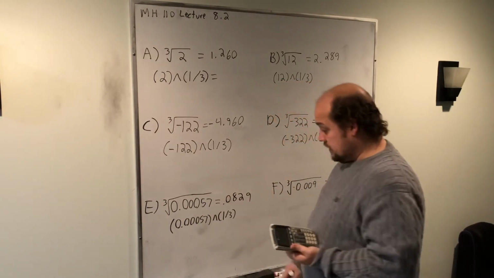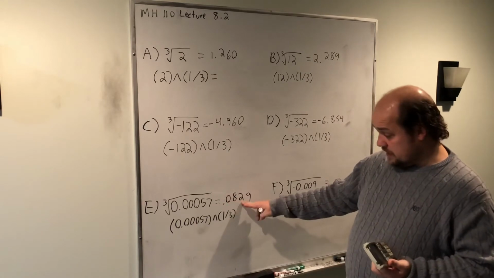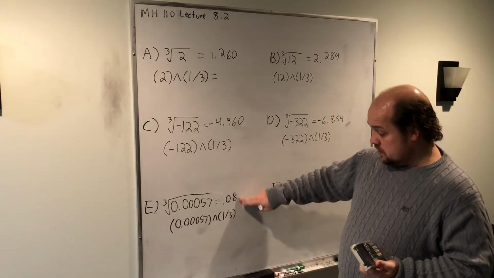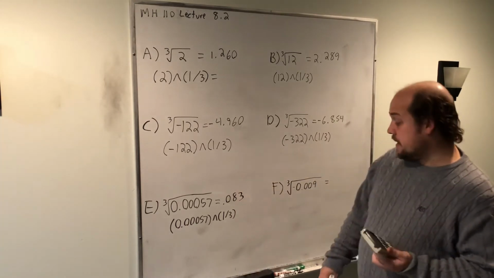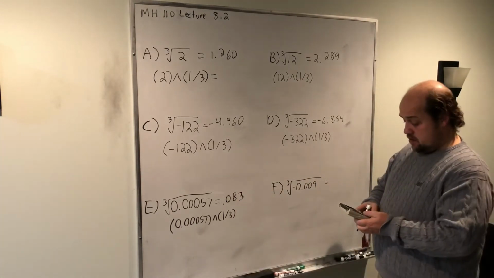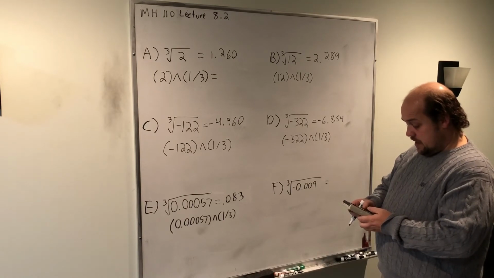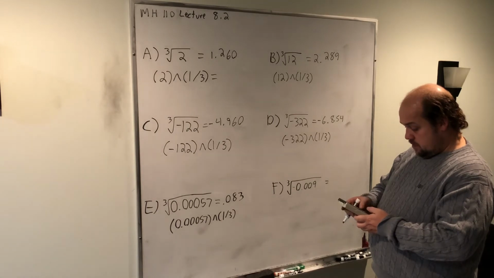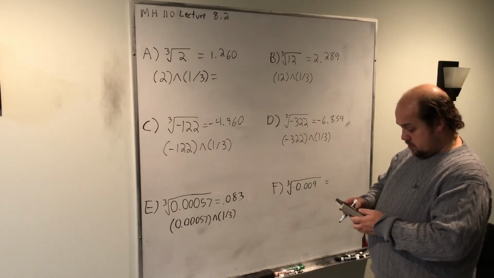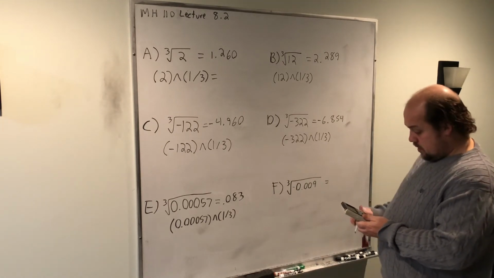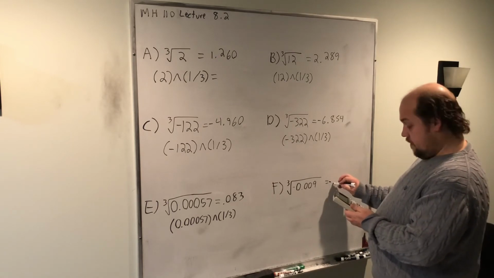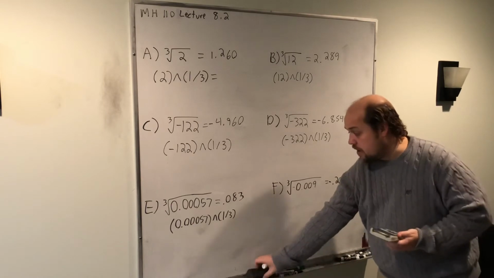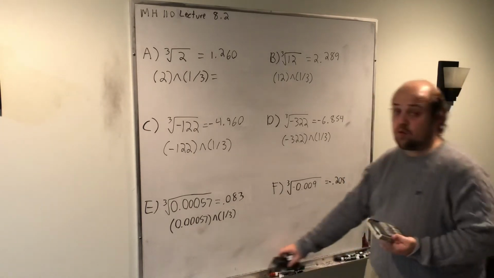0.0829. Since I'm going to 1, 2, 3 decimal places, I'm rounding to here. That 9 turns that 2 into a 3. So my answer is 0.083. When I do the same, except now for negative 0.009, I get an answer of negative 0.2080. I can drop the 0 because it's 4 or less.